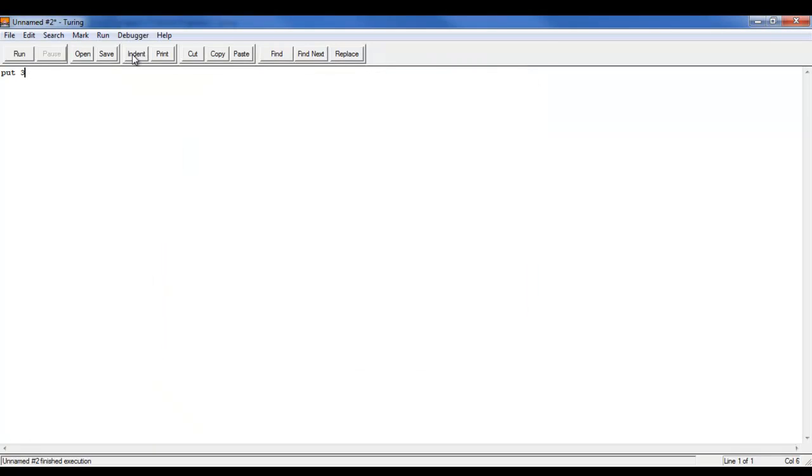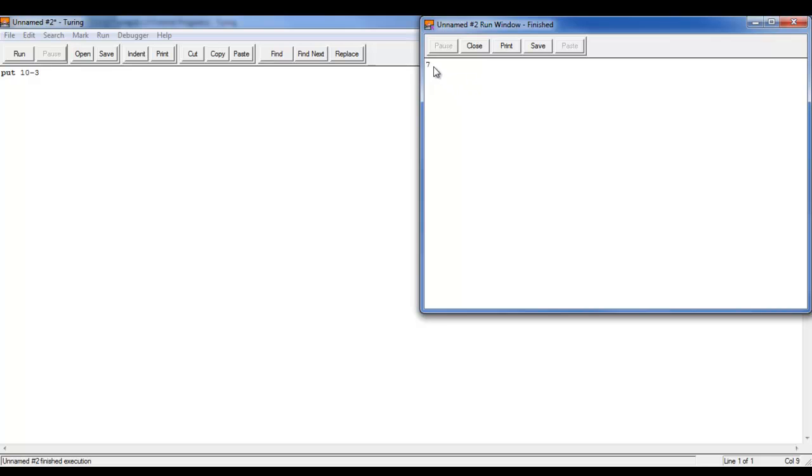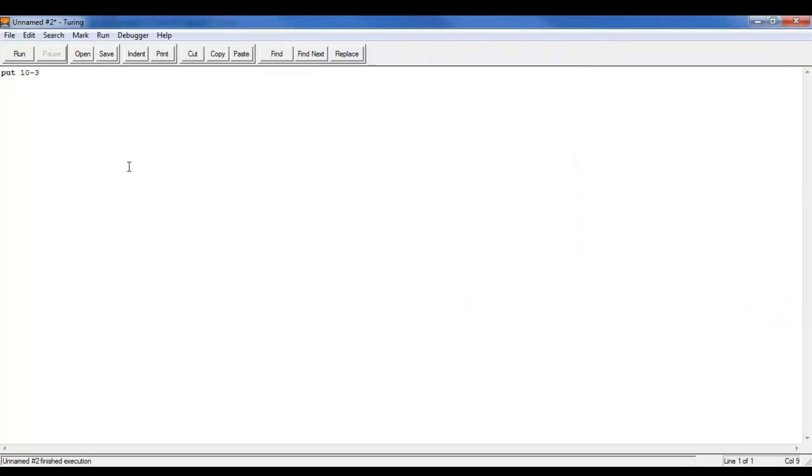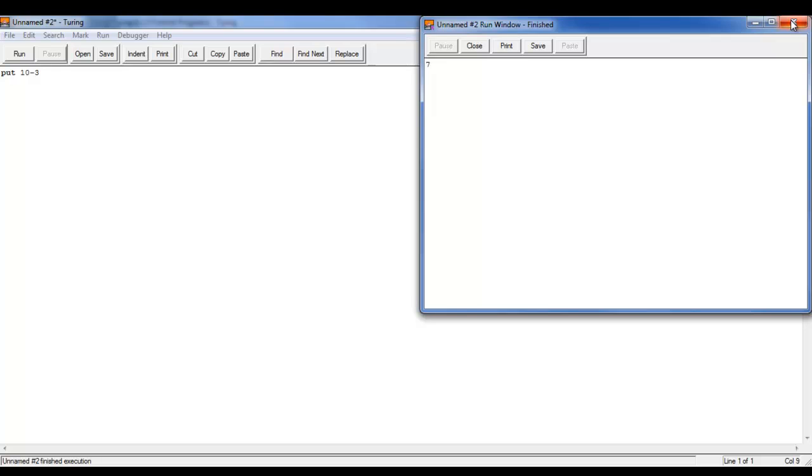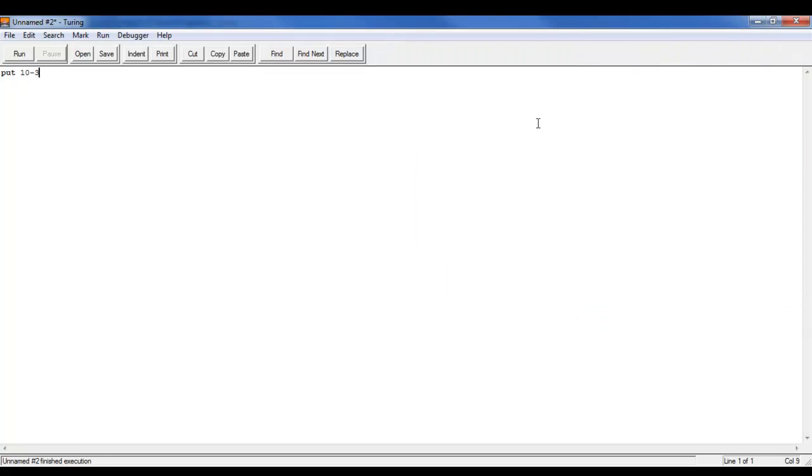Now I can also do subtraction. So 10 subtracted by 3, and if I run this, then it is 7. And by the way, F1 is the hotkey for running the command. Okay, so anyways, we have addition and subtraction.